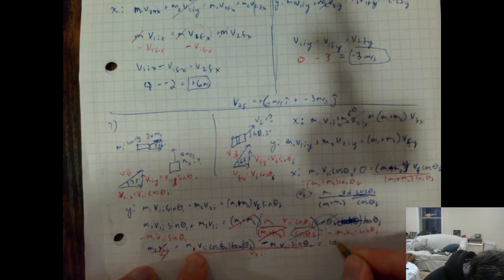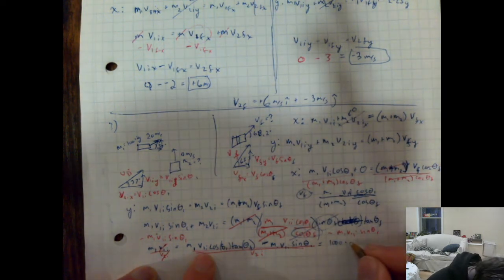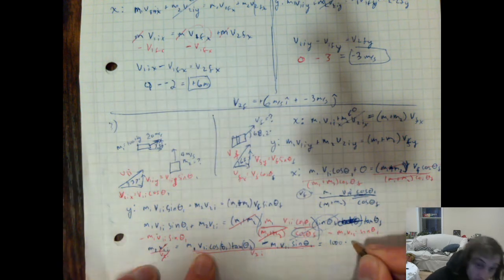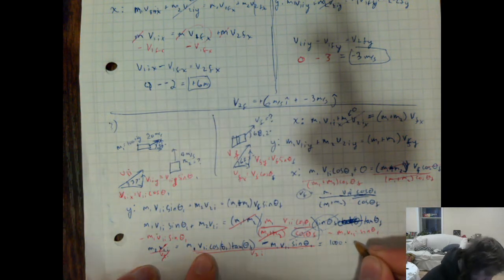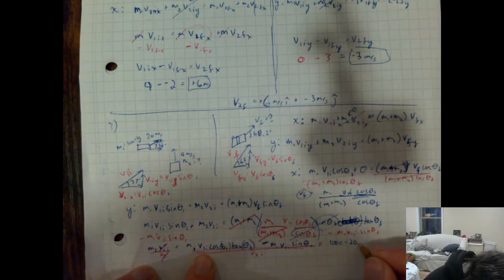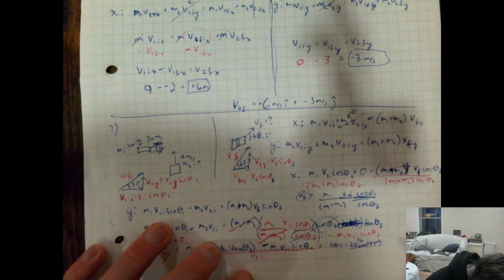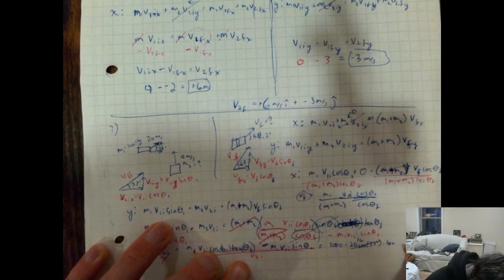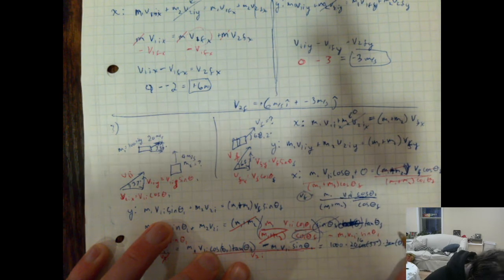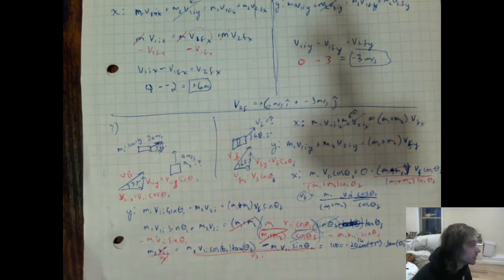We've got m1 is 1,000. We've got v1 initial is, I wrote it down, 20 times the cosine of 37 degrees, which is a 3, 4, 5 triangle, and that's the long one, so those are 16, times tangent theta final, which, because I picked the angle, I know to be 0.4.